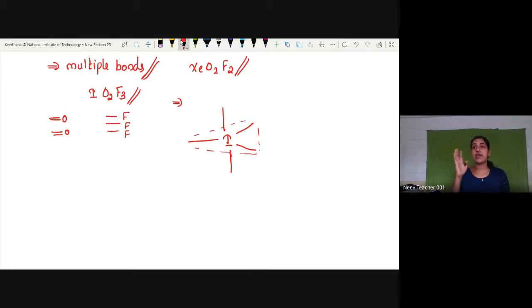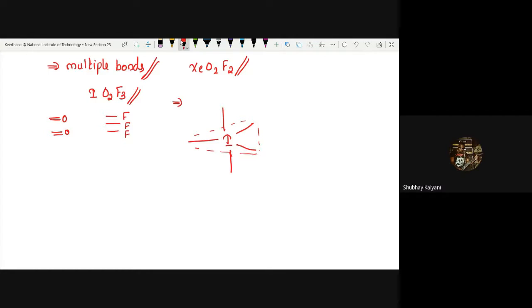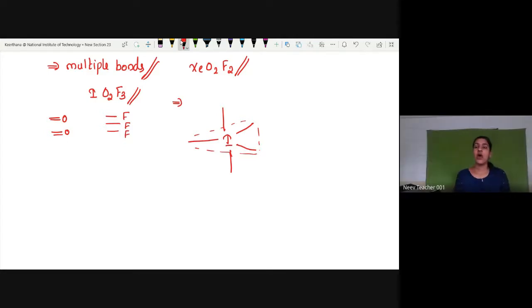Keep in mind, we have to minimize repulsion, and the multiple bond repulsion is greater than the single bond repulsion. So how will you arrange it? The O atoms would be in the equatorial positions. Yes. The O atoms, which form multiple bonds and give more repulsion, we will arrange in the equatorial plane.